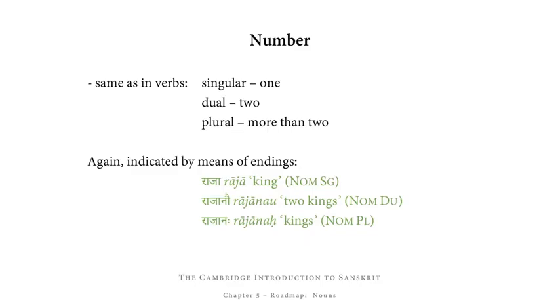So, for example, I have raja, which means king, rajanau, two kings, and rajanah, which would mean kings, i.e. more than two kings, many kings. And those would be singular, dual, and plural, respectively.